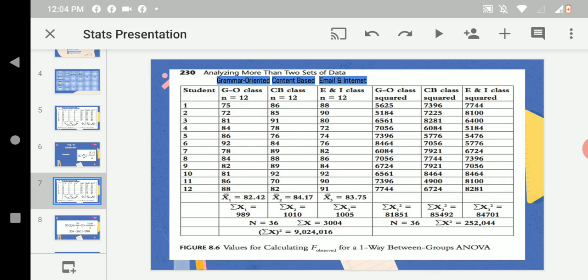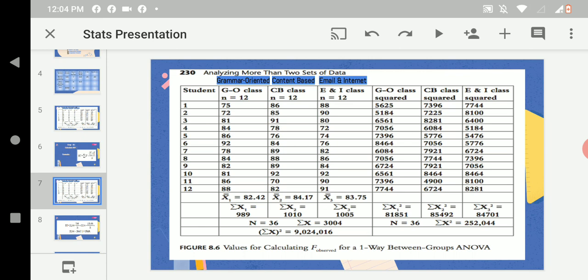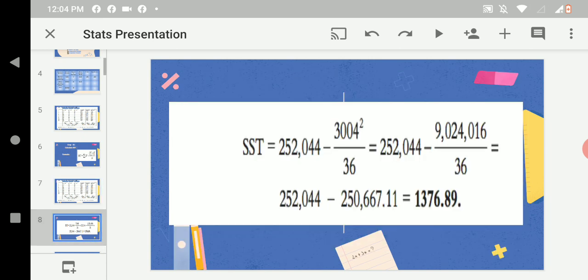So the summation of x squared we can see here in the right. If you're facing the slide, it's in the right bottom of the table beside the N equals 36, or after the N equals 36. So there is the summation of x squared. Now we have to substitute. Summation of x squared is 252,044. So we have to substitute.